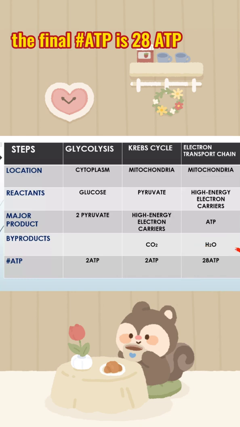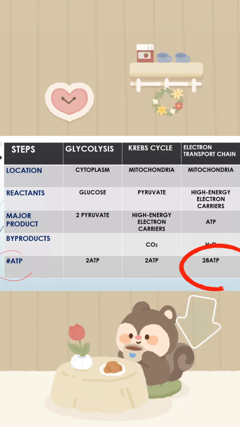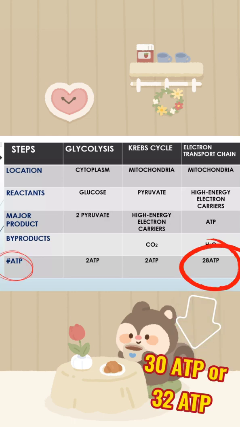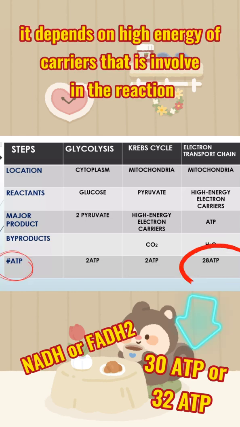During the electron transport chain, we produce an amazing 28 molecules of ATP. Some sources you've seen say that you are producing 30 or 32 ATP molecules. And the answer really just depends on whether you are using NADH or FADH2. It depends on the high energy carriers that are involved in the reaction.